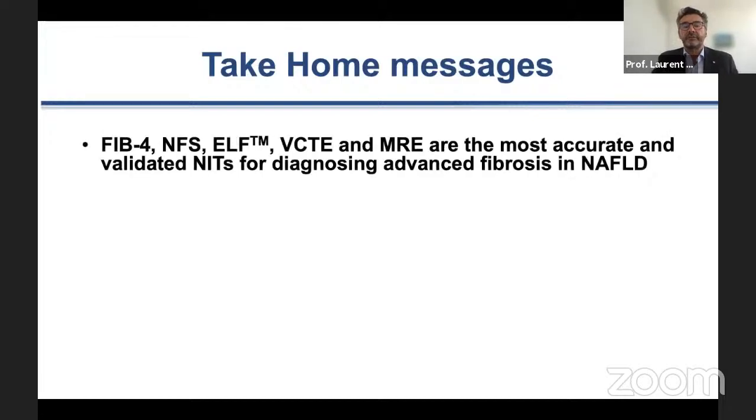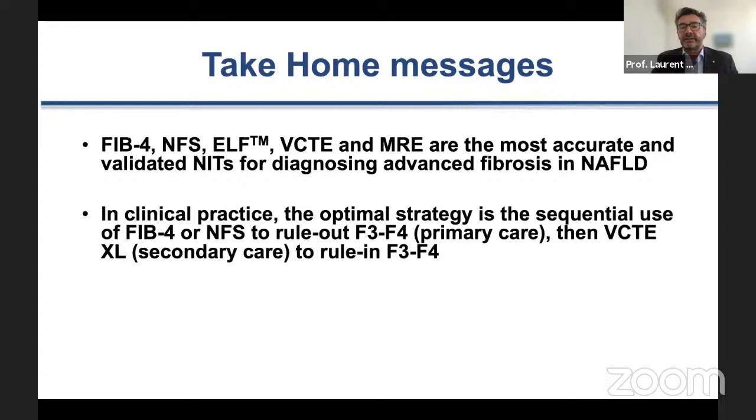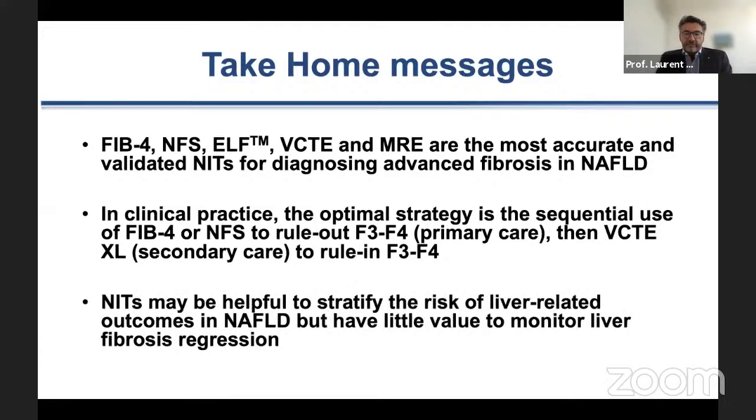So FIB4, NAFLD fibrosis score, ELF, FibroScan, and MR elastography are the most accurate and validated non-invasive tests for diagnosing advanced fibrosis in NAFLD. In clinical practice, the optimal strategy is the sequential use of FIB4 and FS to rule out advanced fibrosis, ideally in primary care, then transient elastography using the XL probe in secondary care to rule in F3, F4. Non-invasive tests may be helpful to stratify the risk of liver-related outcome in NAFLD, but have little value so far to monitor liver fibrosis regression, and further studies are needed.